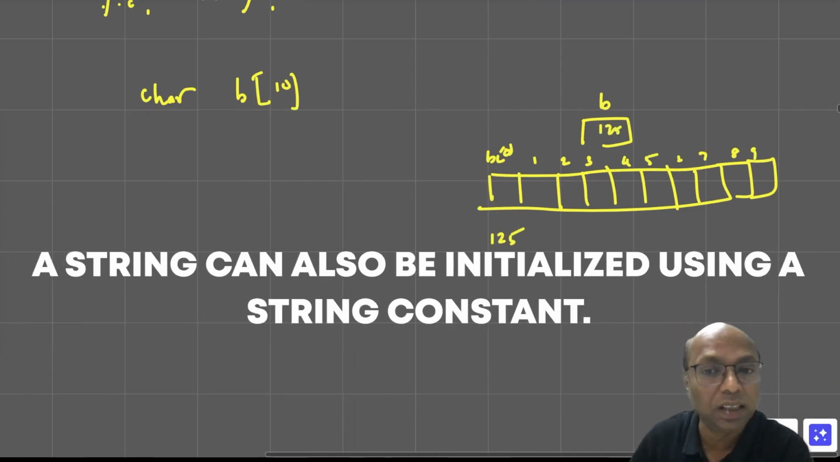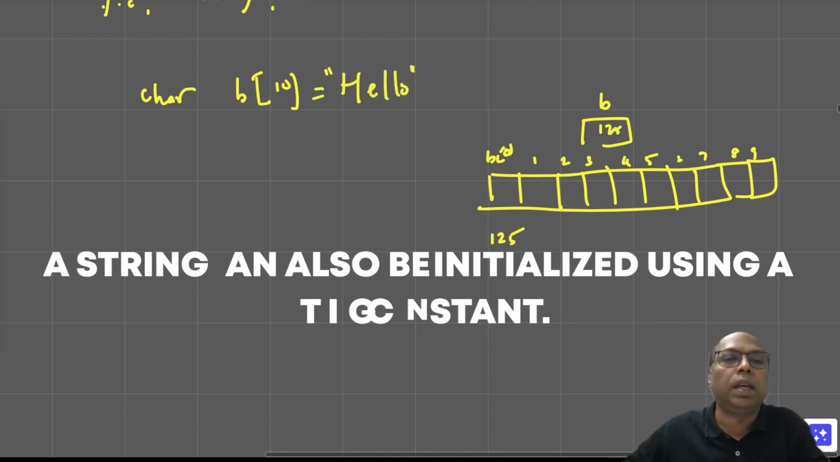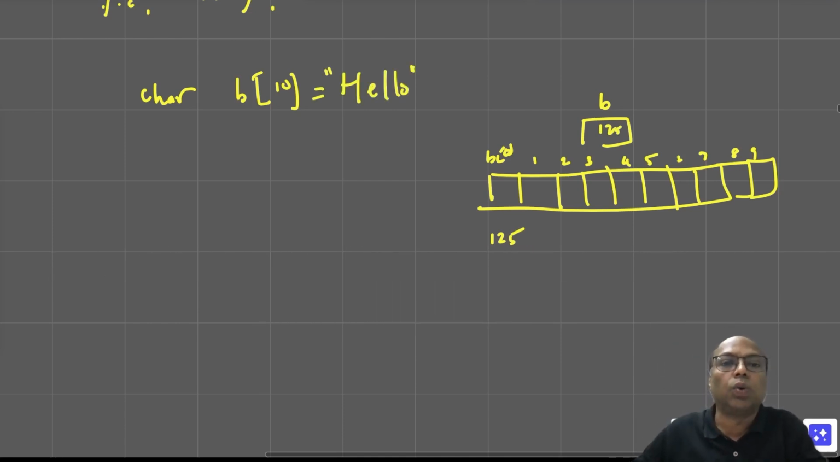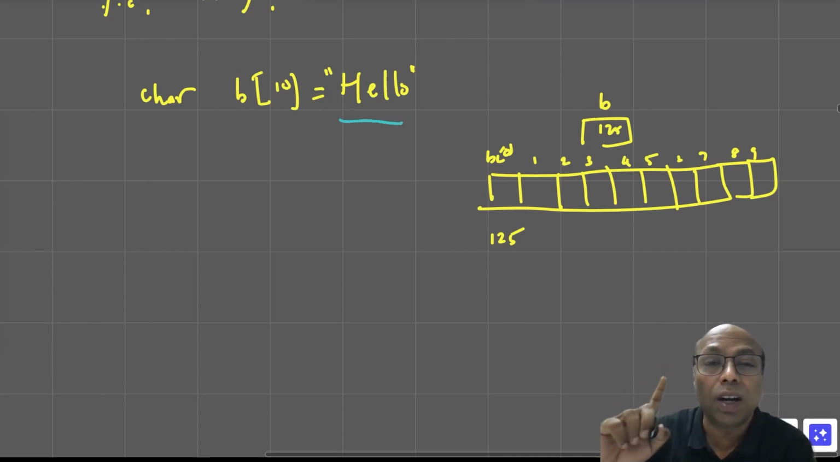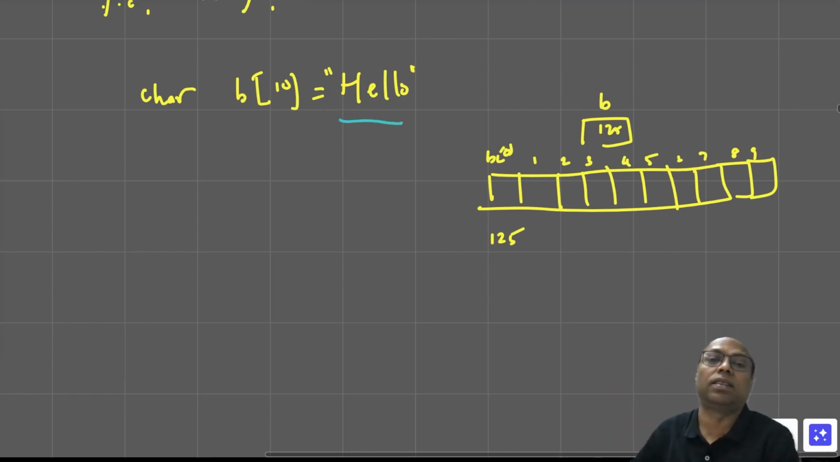You can also initialize a string using a string constant. B of 10 is equal to hello. That is what you are doing. B of 10 is equal to hello means what you are doing here in these places. You are putting right now here by writing this statement. Hello is called a string constant.